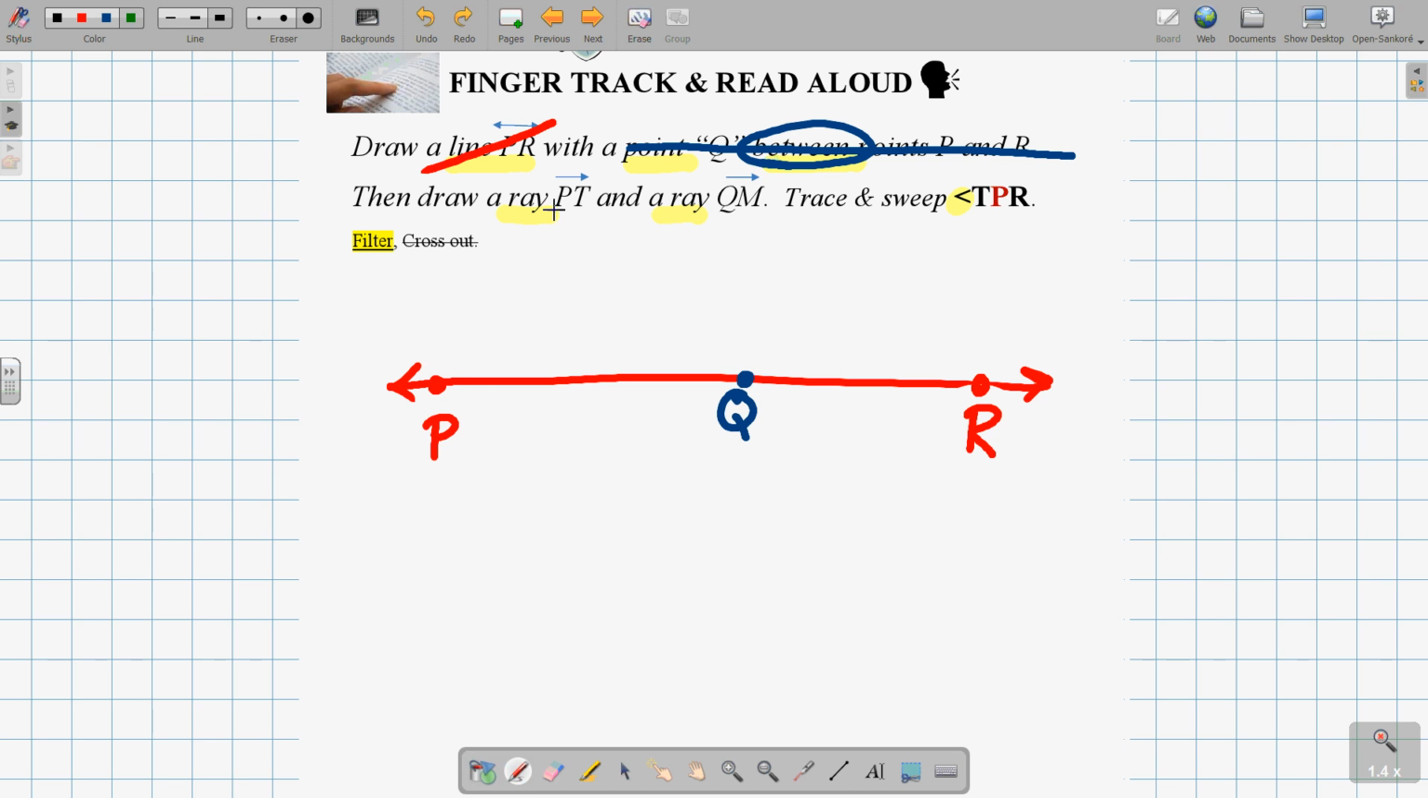Now we're going to draw a ray. Now remember that first point is the end point. Guess what? Same letter, same point. Say it with me. Same letter, same point. So if I'm drawing a ray PT and I already have a P there, I start at that P. And I draw a ray. I do not draw a second P. Same letter, same point. T goes towards an arrow.